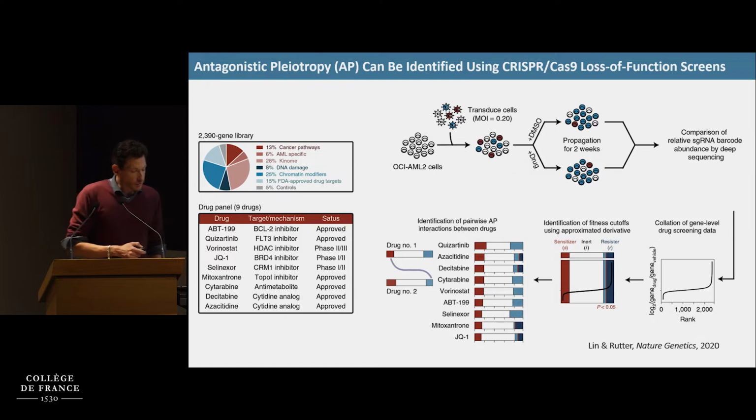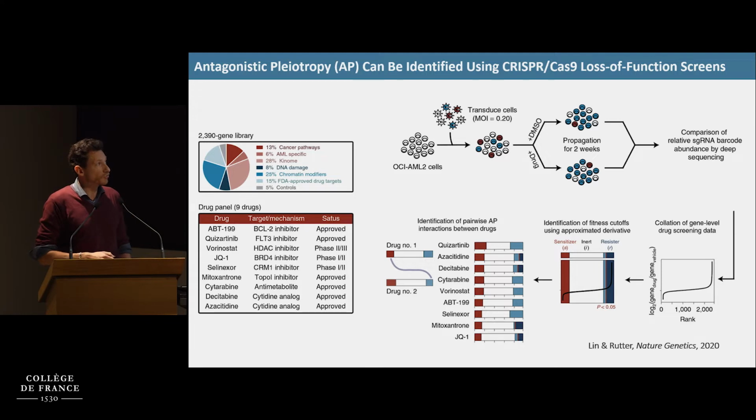We were then able to identify several classes of genes: genes that were defined as resistors, meaning that their knockout will promote resistance to any of these 9 different molecules; genes that were defined as inert, meaning that their knockout will not affect the cell response in any way; and finally, genes that were defined as sensitizers, meaning that their knockout will increase the sensitivity of the cells to any of the 9 different molecules.